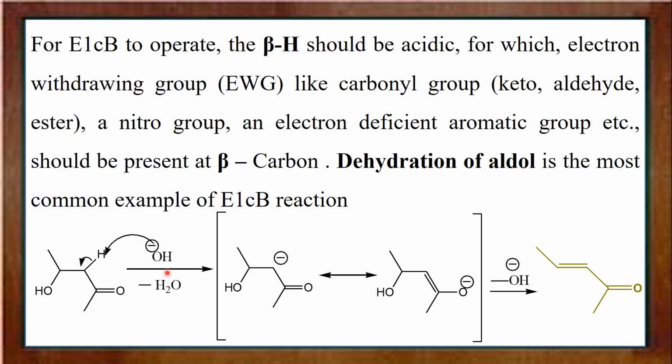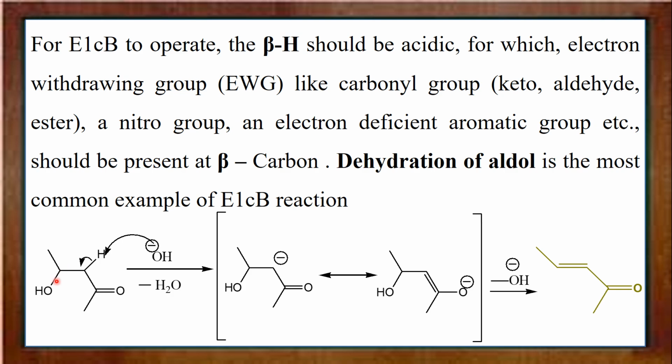Therefore, the first step in this E1CB is deprotonation. For the deprotonation to take place at a faster rate, there should be an electron withdrawing group connected to the beta carbon. So this dehydration of aldol I have shown here. This is a beta hydroxy carbonyl. The base abstracts a proton from the beta carbon with respect to the carbon bearing OH.